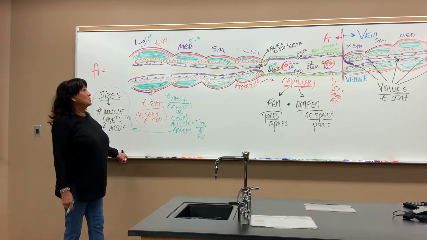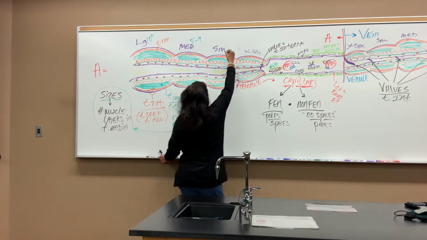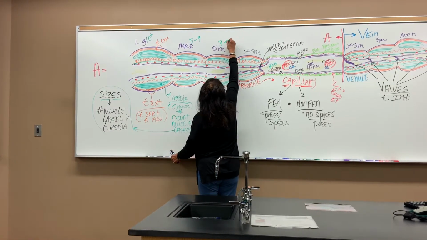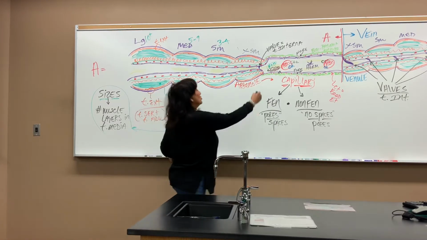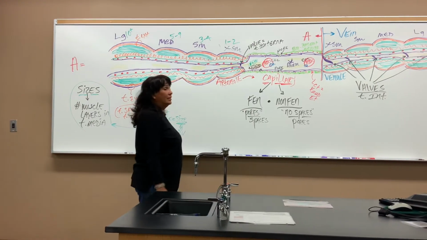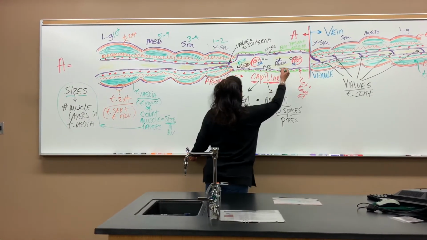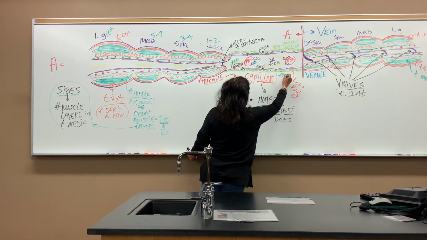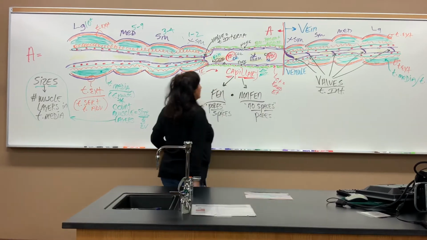And then to be small, 3 to 4, okay? 3 to 4 makes a small size. And then extra small, 1 to 2. And a capillary has none, 0, no muscle. So a capillary is a 0 for muscle, right?